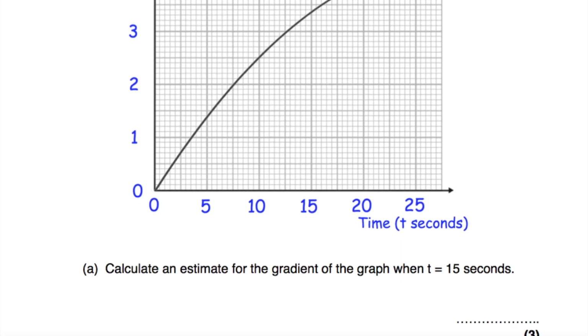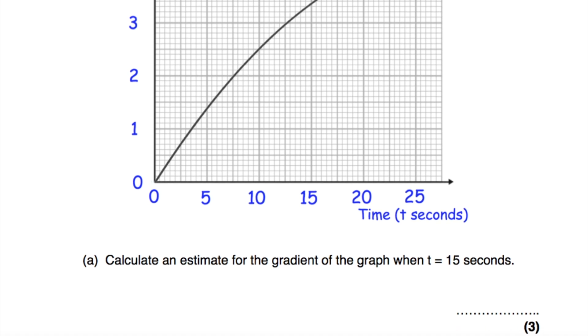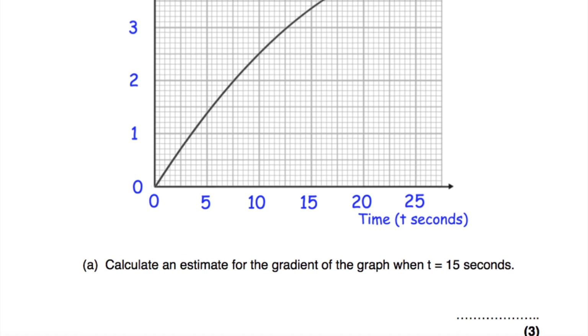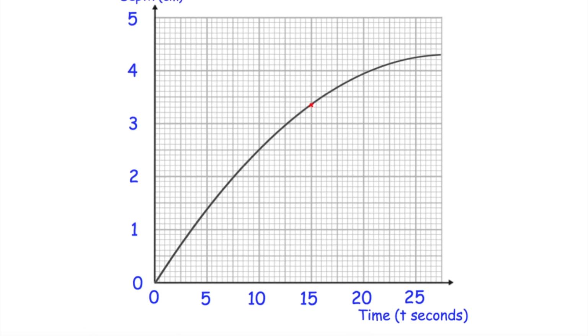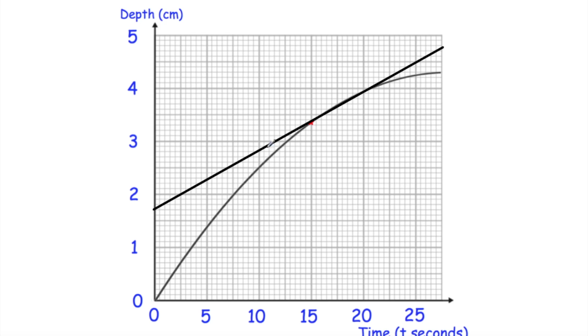And then if we go on down, part A says calculate an estimate for the gradient of the graph whenever t is equal to 15 seconds. So we want to find an estimate for the gradient of this curve at t equal to 15. So t equal to 15 is here, so let's draw a tangent to the curve at that particular point. Okay, so that's the tangent I've drawn to the curve.